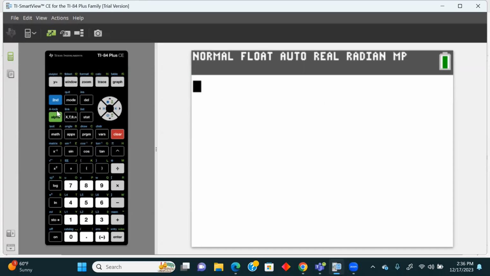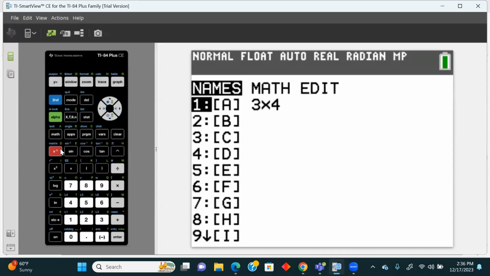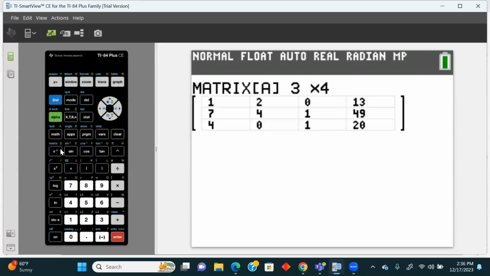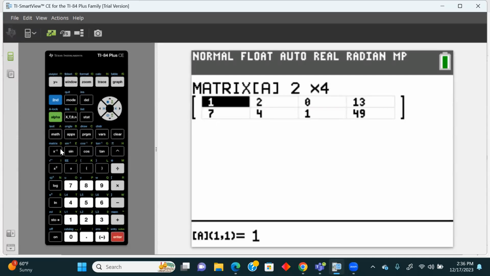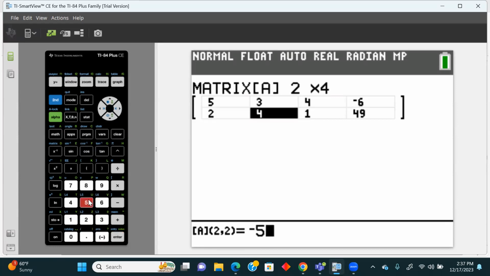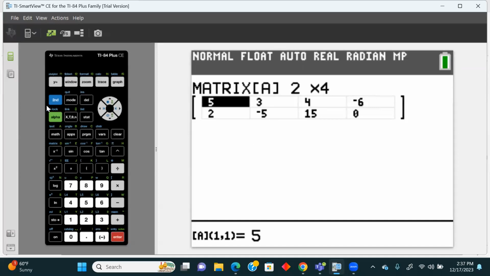So my first one is a 2 by 4. I'm going to go over to edit, and A is going to be a 2 by 4. Negatives below the 3. Make sure you hit enter after you type in that last cell. Double check what you put in, because even just a sign can make a difference.